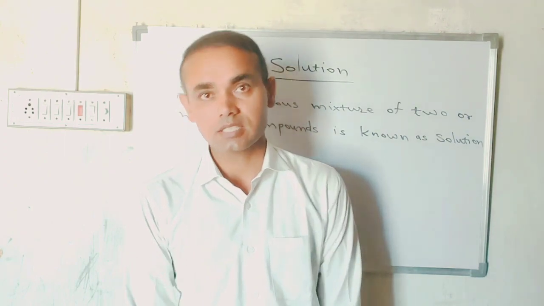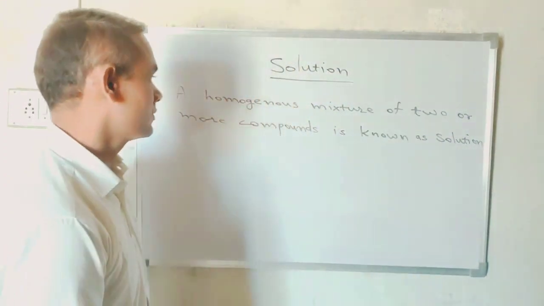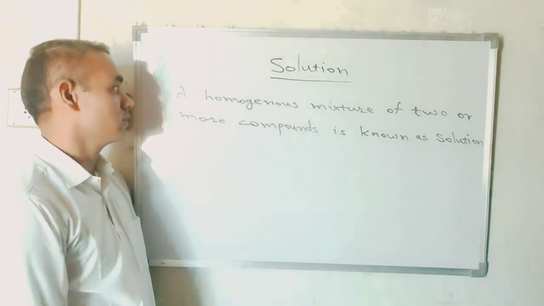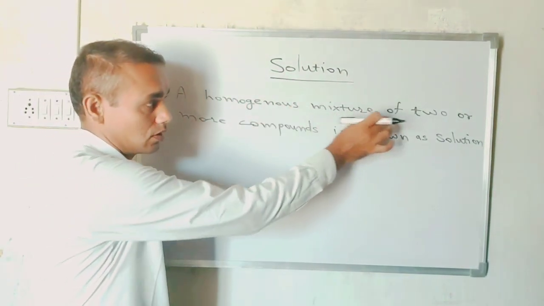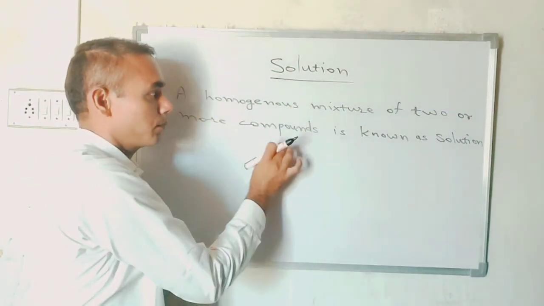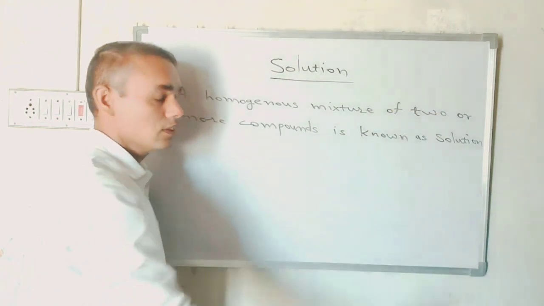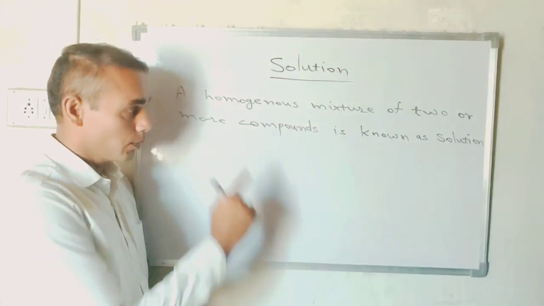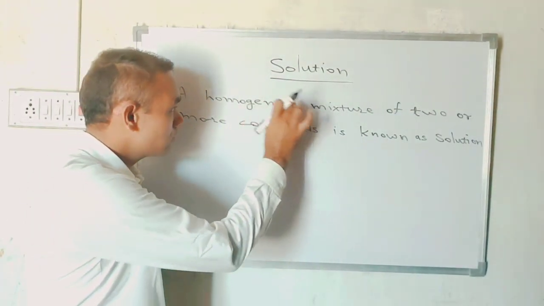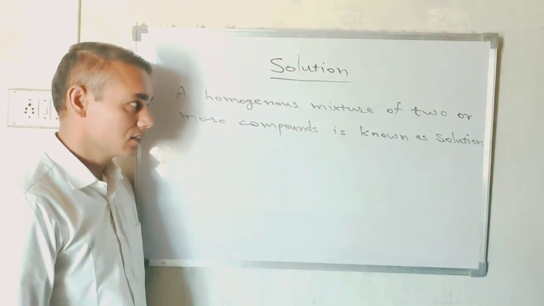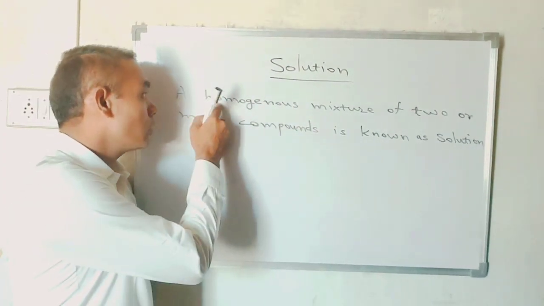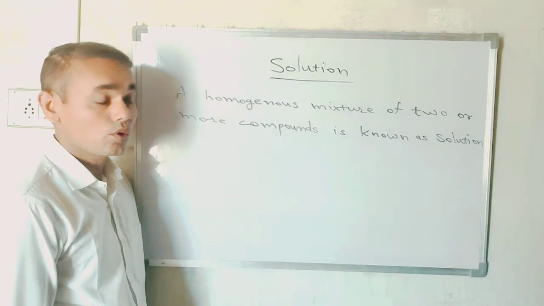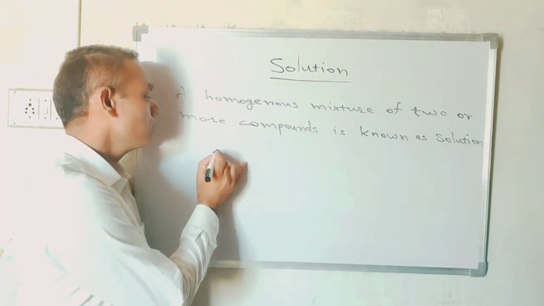Today we will discuss a chapter, liquid solution. So let me start. Solution. First of all, the definition of solution. A homogeneous mixture of two or more compounds is known as solution. So do remember this definition. Here the term homogeneous mixture is necessary. Now, what is the meaning of the term homogeneous mixture?